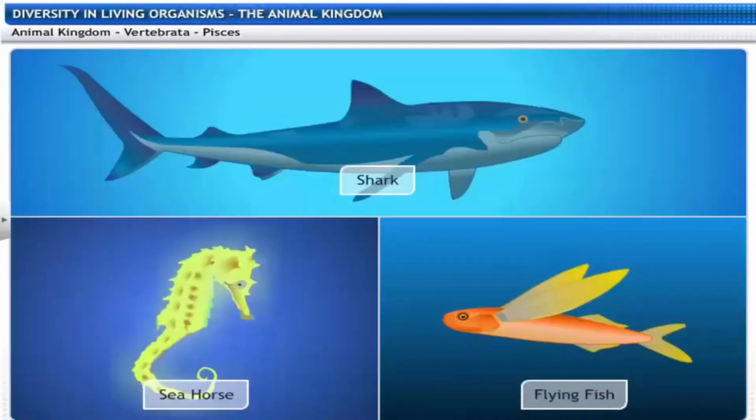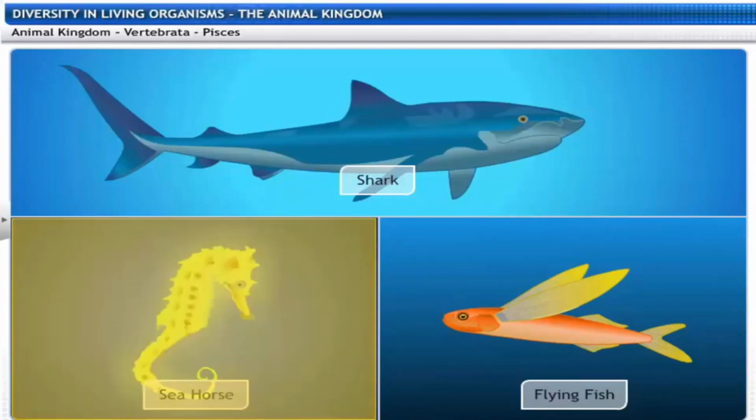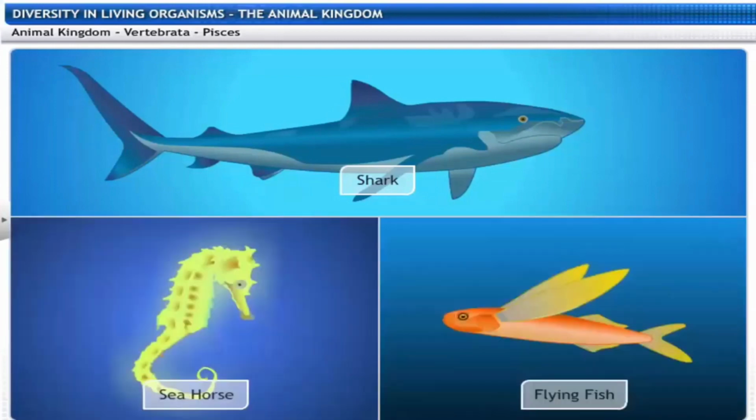Some fishes have skeletons made entirely of cartilage, such as sharks, and others have a bony skeleton, such as seahorses and flying fish.